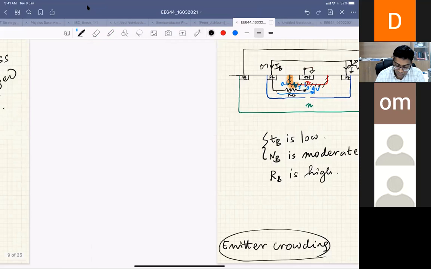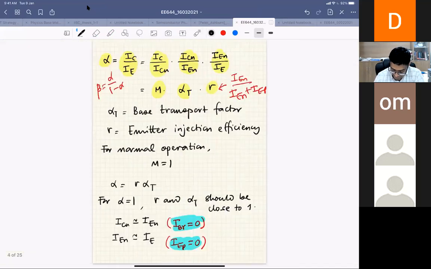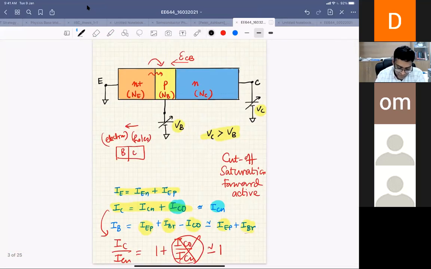Right. So again here, let me go back. You see your IB has three components: IP, IBR, and ICO. If your ICO reverse saturation current is high, your current direction will change. Otherwise, there will be no change in current direction. Yes, sir, it was happening only at the initial voltages when the EB junction was not sufficiently forward biased.